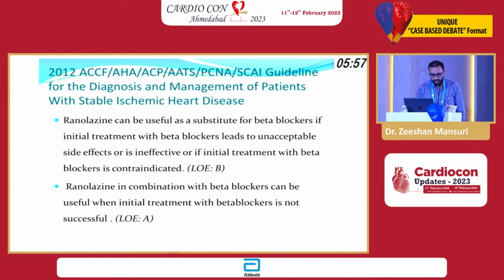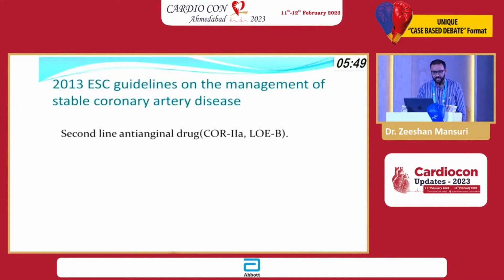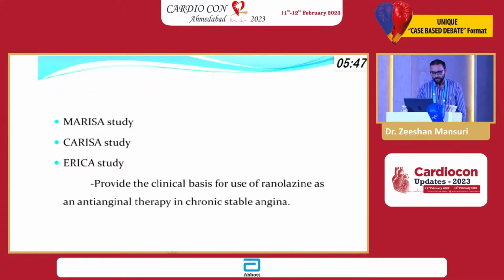And what does the guideline suggest? As already discussed by Dr. Ameta and Dr. Mania, it is class 2A, level of evidence B, and it is always a second line anti-anginal drug. So what is the clinical data?